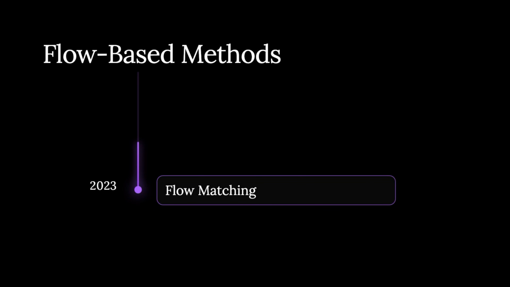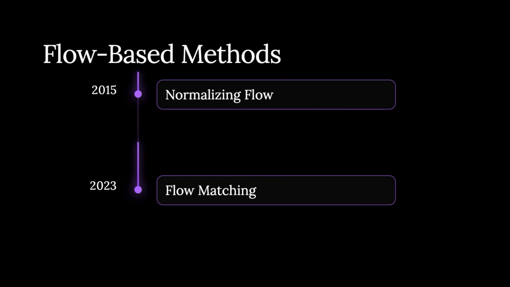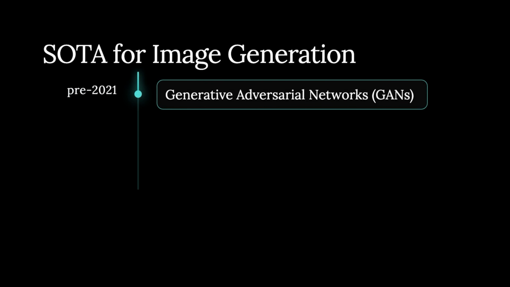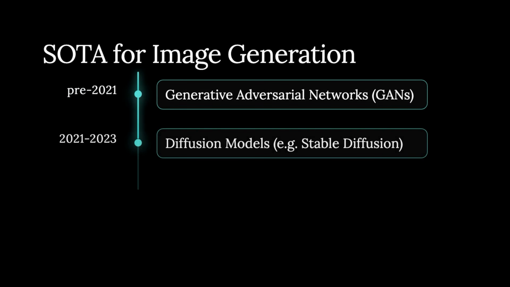Flow matching is the poster child today, but its lineage goes back more than a decade. Normalizing flow was published in 2015, continuous normalizing flow, or CNF, in 2018, and flow matching in 2023. We won't cover the older methods here, but it's worth asking why they were never state-of-the-art, even back in their eras. Before 2022, the dominant paradigm for image generation were GANs, which were then outranked by diffusion models like Stable Diffusion.